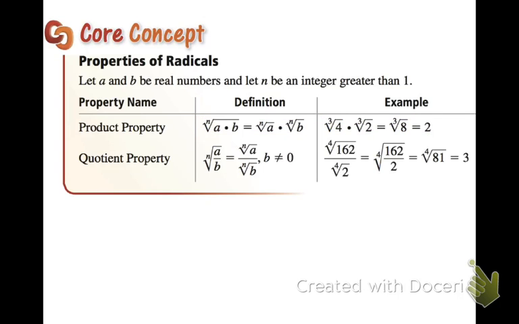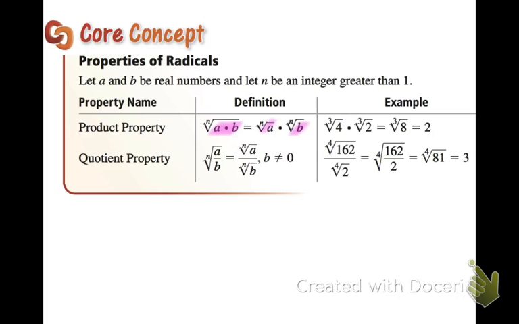So this first one, the product property says, if I am multiplying something inside my radicals, I can break it up into two separate radicals being multiplied together. So the cube root of 4 times the cube root of 2 would become the cube root of 8. 4 times 2 is 8. And we can take the cube root of 8 and get 2.